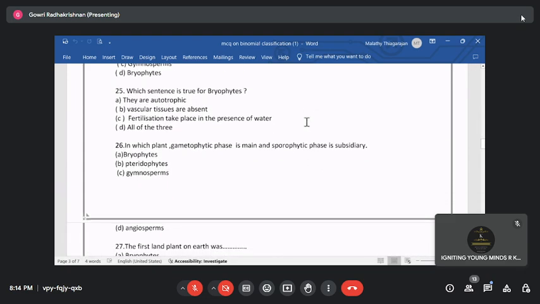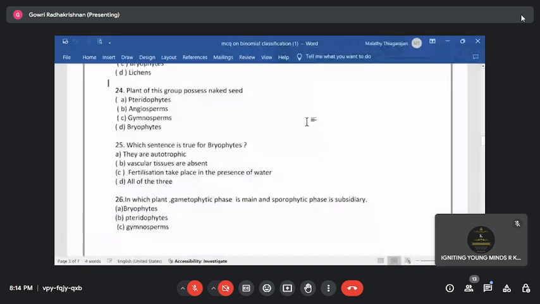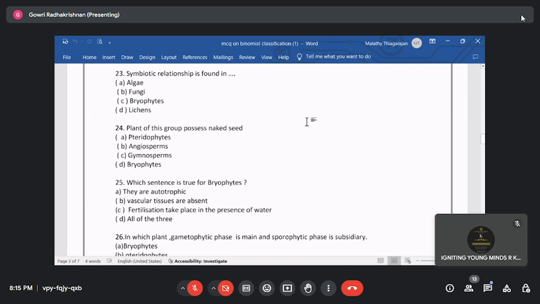Which sentence is true for bryophytes? Option C. They are autotrophic, vascular tissues are absent. All of the three, ma'am. Fertilization takes place in water. Yes, all of the above are true. Can you tell me which is the first plant in the kingdom which has vascular tissues present? Pteridophytes, ma'am. Yes, pteridophytes are the first where vascular tissues are present.